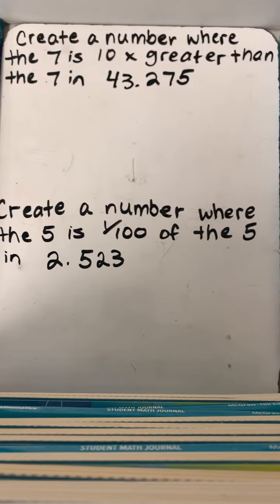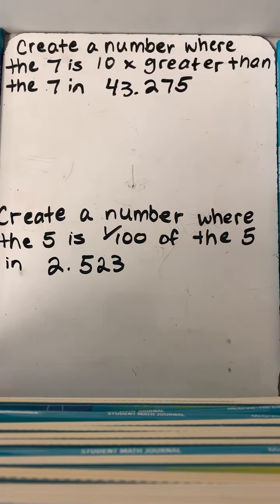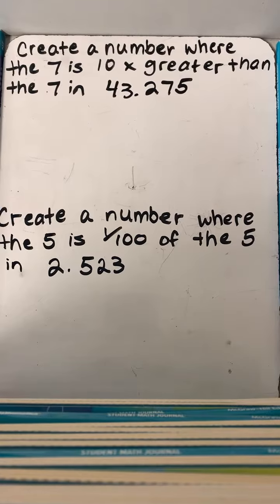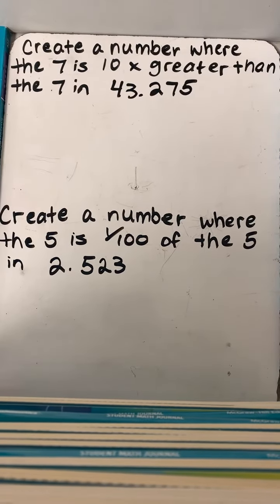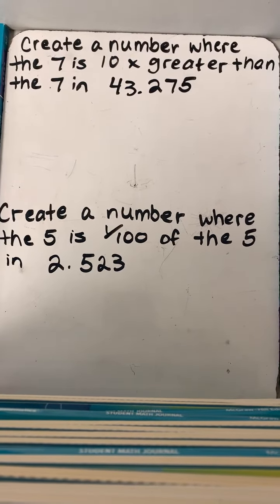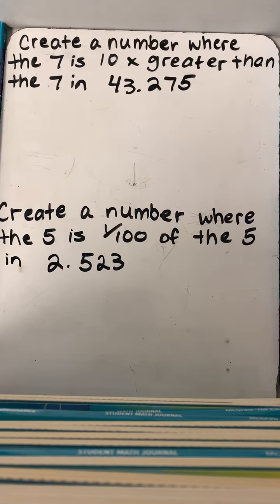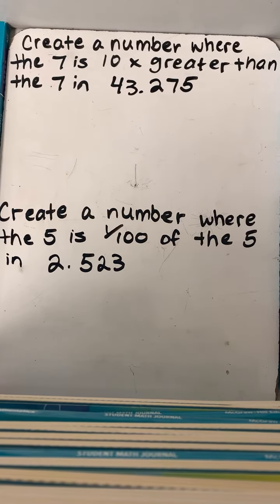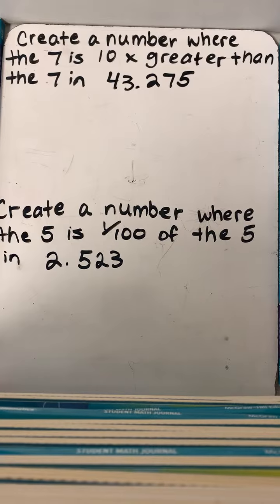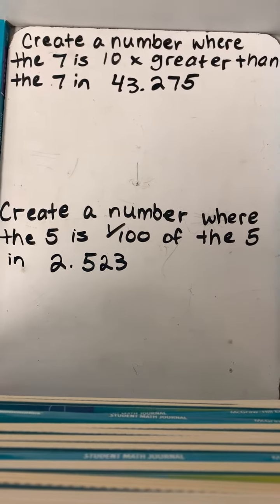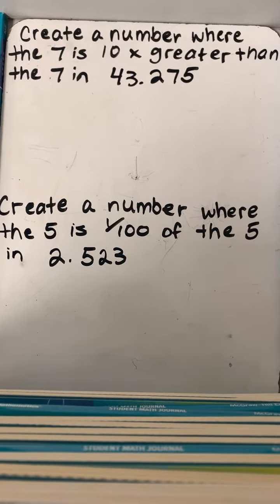About a month ago, we learned about place value. And when we were moving in place value, we learned that every time you move to the left in place value in one digit, you multiply by 10. And when you move to the right in place value, you divide by 10. So this concept is very similar to that, except we're working with decimals and we want to create our own numbers.